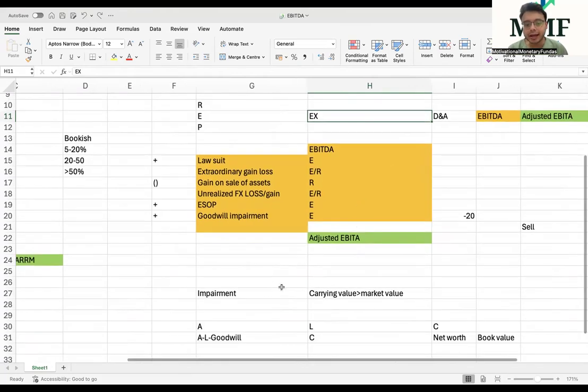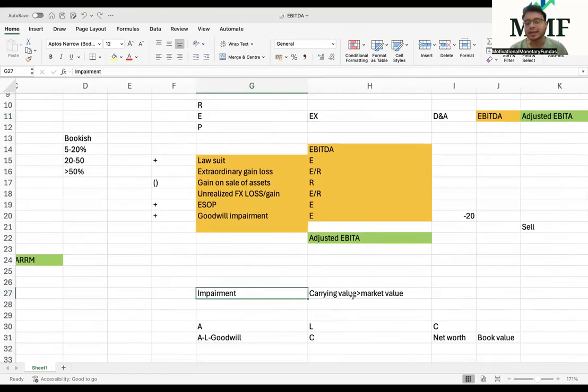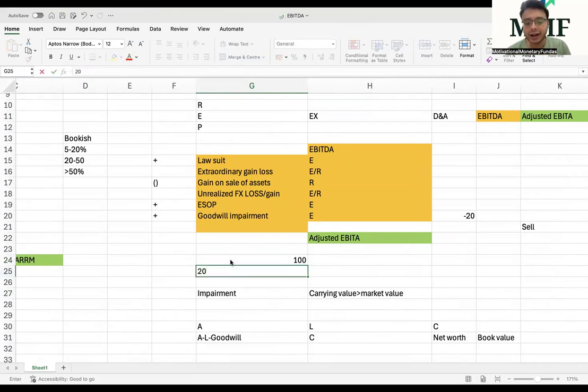And what do I mean by impairment to be specific? When the carrying value of the business or the asset is more than the market value. What do I mean by carrying value? Carrying value is simply the value of the asset minus the depreciation. So, for example, if the plant has been bought for 100 bucks and the depreciation accounted for is 20, then 80 becomes my carrying value.